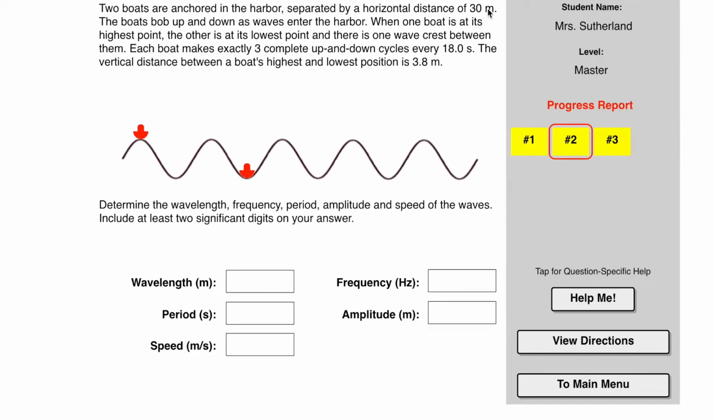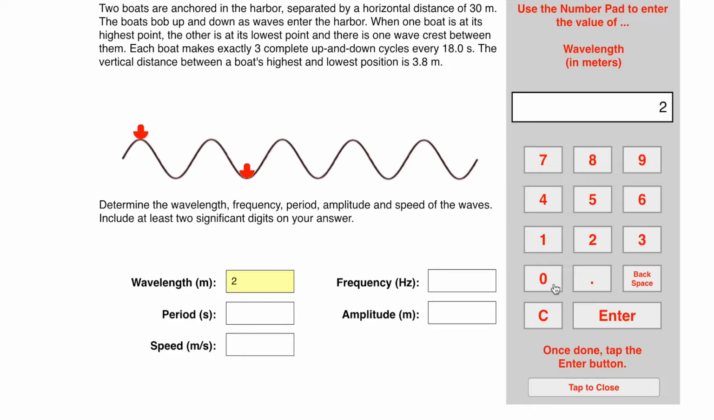All right. So now let's move on to the rest of this. It said that the boats are 30 meters apart horizontally. Well, let's see. That means we have going down, going up, and back down. That's 3 parts. So I could equally say there's 1, 2, 3 equal parts, and it's 30 meters. So that means it would have to be 10, 20, 30 meters. Well, one wavelength is from crest to crest or from trough to trough. So from crest to the next crest has to be 20 meters. I'm going to put 20.0 because it says here at least 2 significant digits.